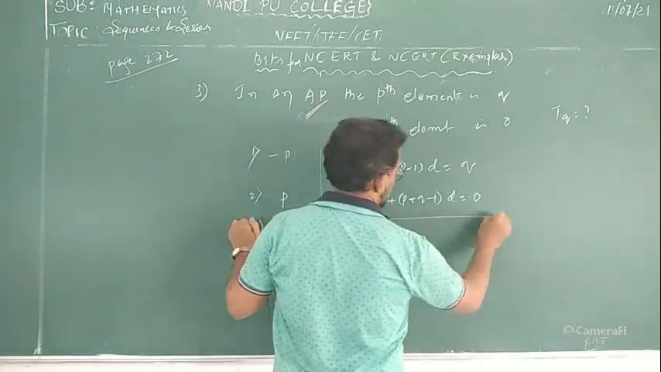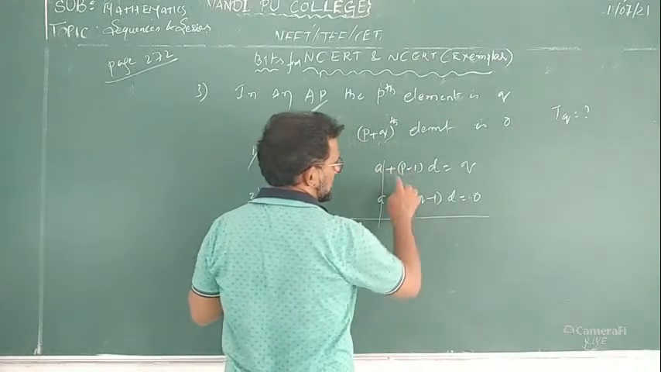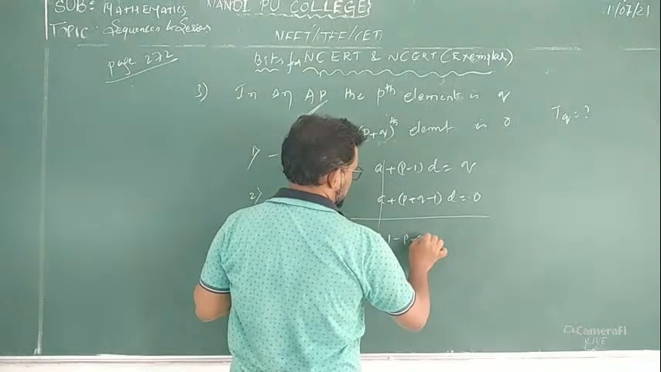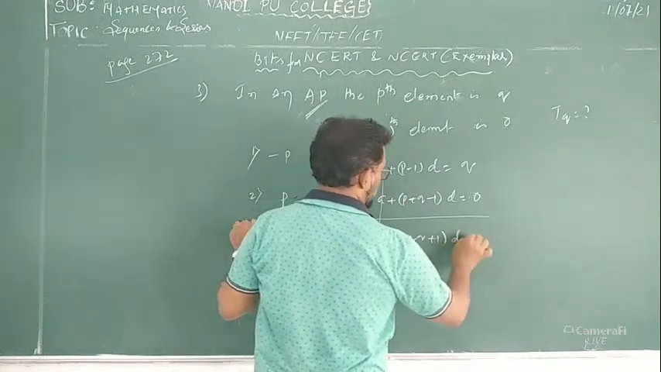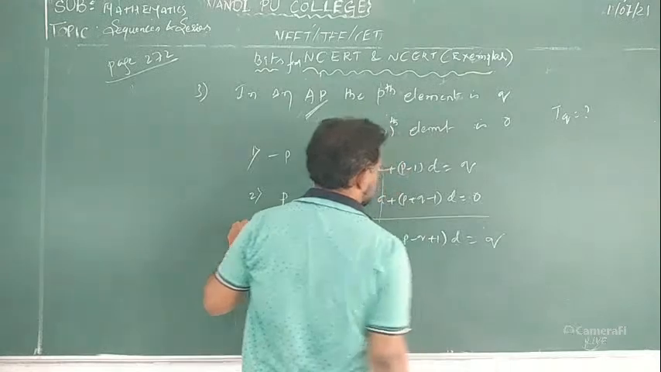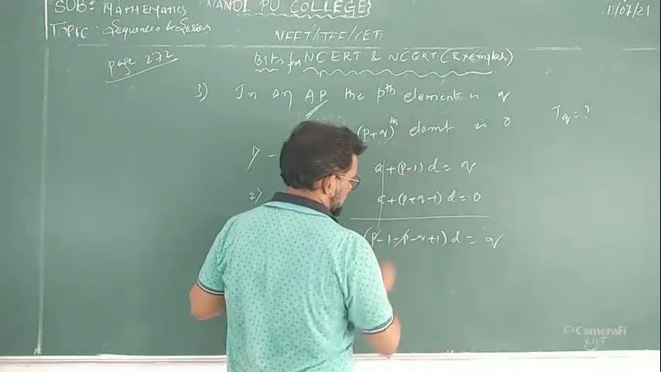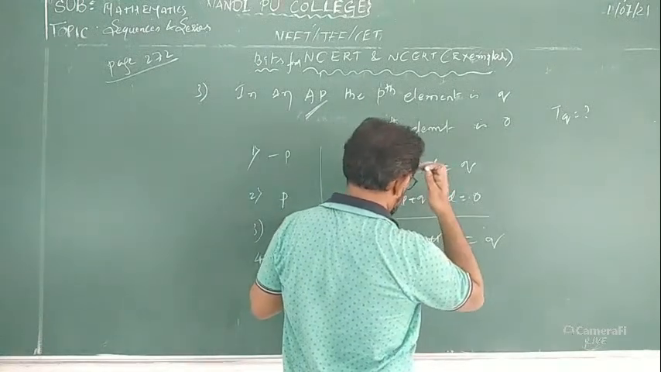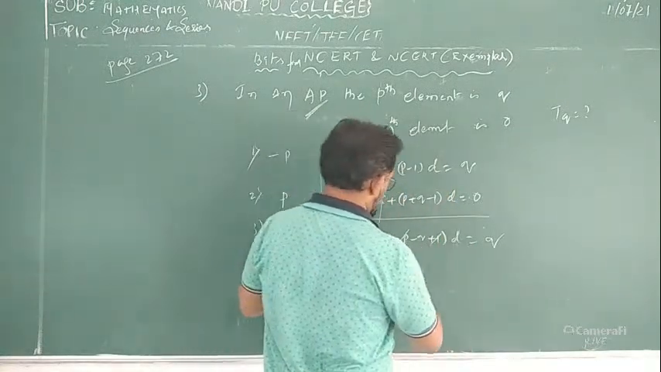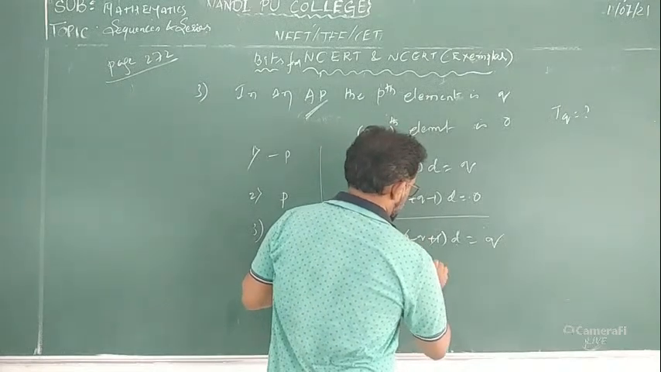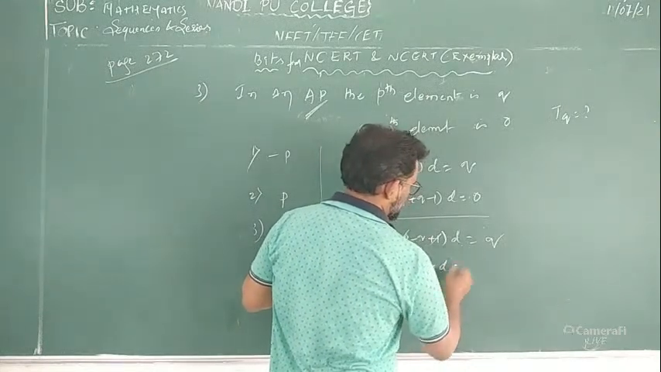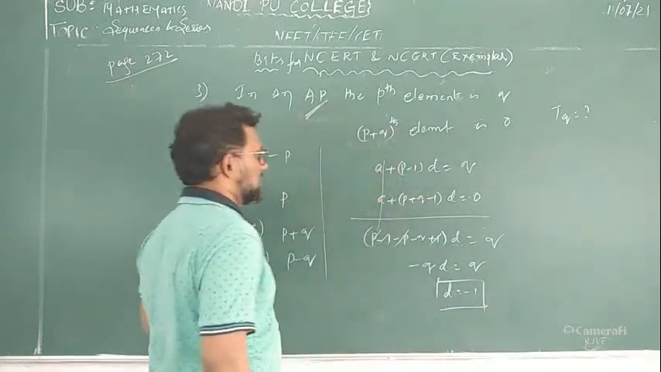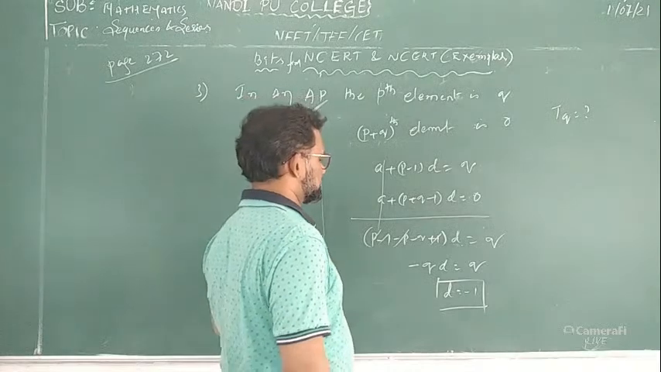So, I am subtracting 1 under 1. Then we have p minus 1 minus p minus q plus 1 into d is equal to q. That gets cancelled. Therefore, what we have here is minus qd is equal to q. So, d is equal to minus 1.